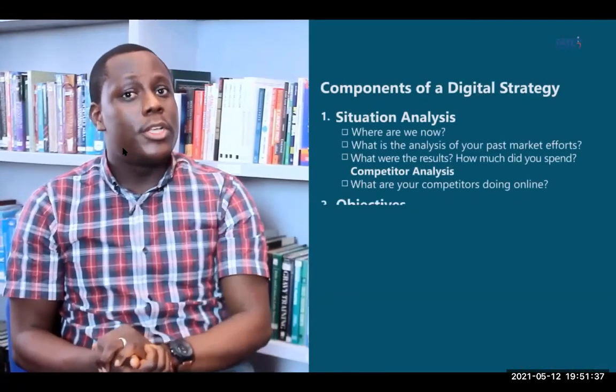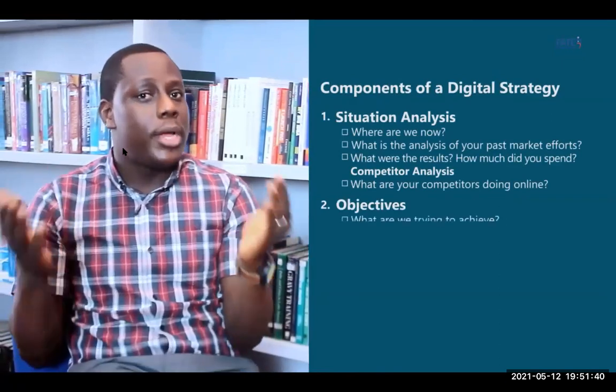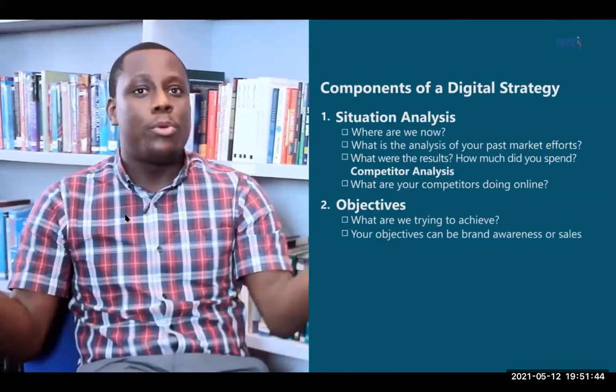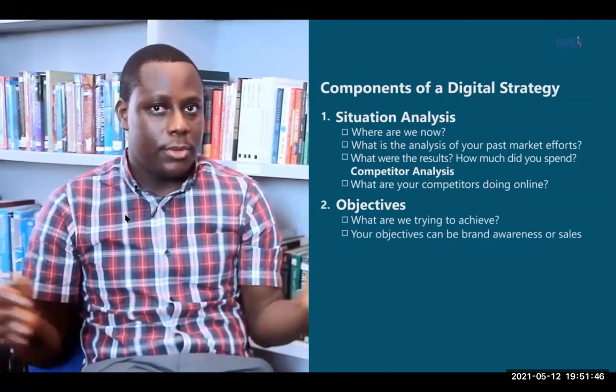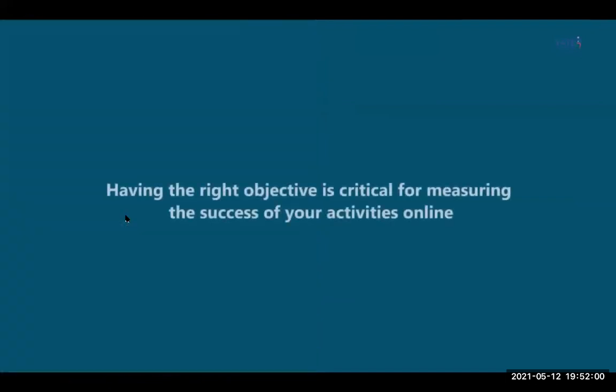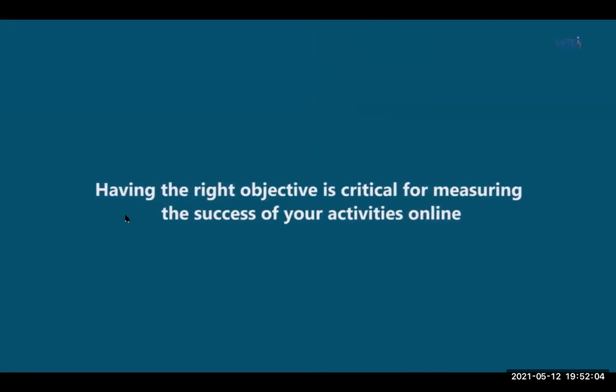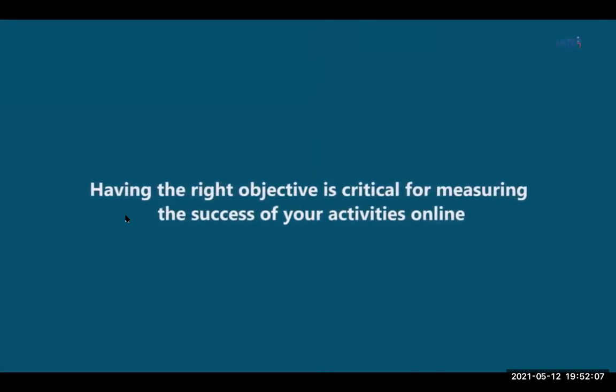Number two is your objectives. What are we trying to achieve? And your objectives can be brand awareness. We want to reach more people with our messaging as much as possible. Or it can be sales. We want to sell as much as possible to potential consumers. Or it can be thought leadership. Or installation of your app, if you have one. Having the right objectives is critical at the end of the day for measuring the success of your activities online.